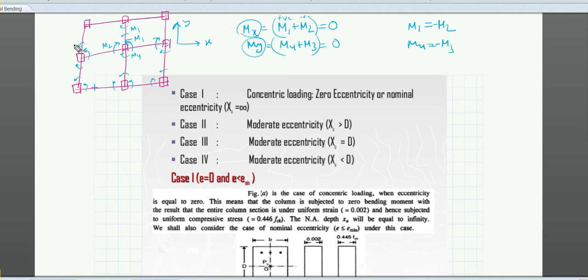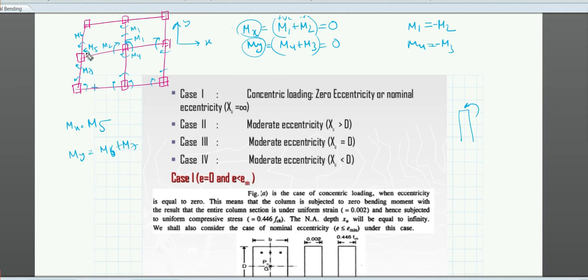But if you see this particular column, here you can see that this column is having a moment in the x direction. Suppose this is 5, 6, 7. Okay, so in the mx direction we have m5, and in the my direction we have m6 plus m7. Again I'm saying it's an algebraic sum. We have to take care of the positive and negative sign. Means if m6 is positive, in that case m7 will be negative.